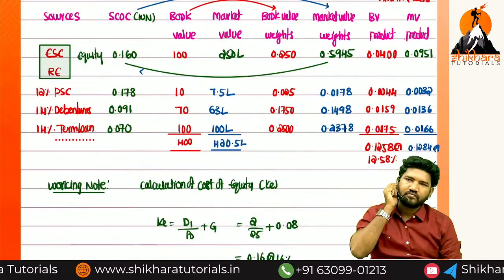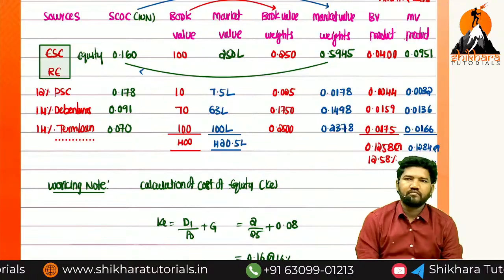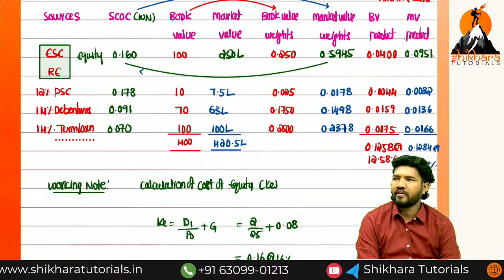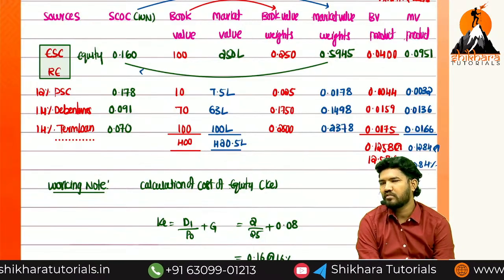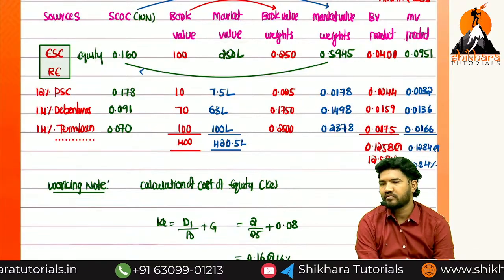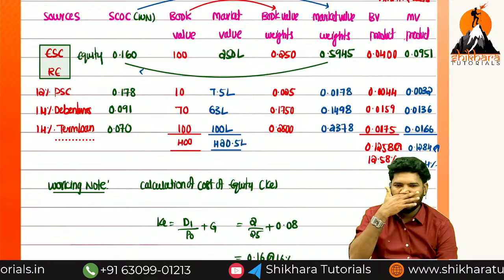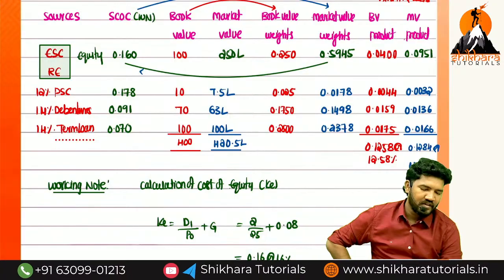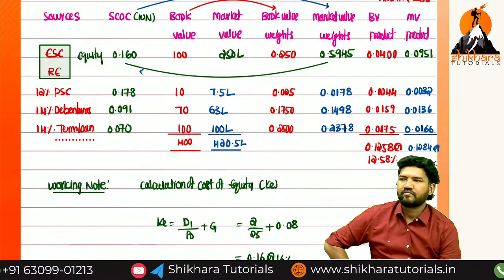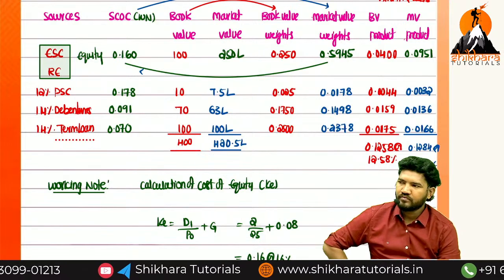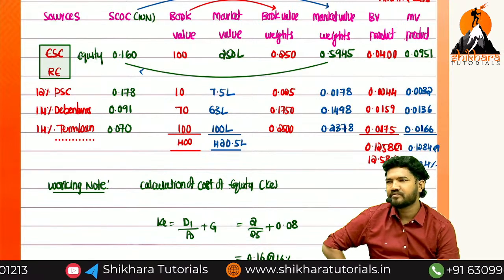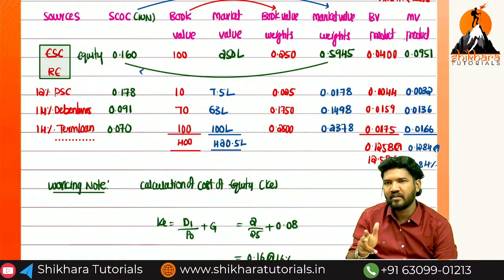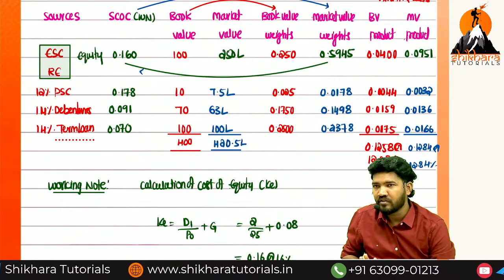KO. Any change in the KO? Market value product sum now: 0.0951 plus 0.0032 plus 0.0136 plus 0.0166, which is 0.1285. Any change in the answer? If you split, you will get the same answer. If you do not split, you will get the same answer. Guys, clear? Yes or no, sir?